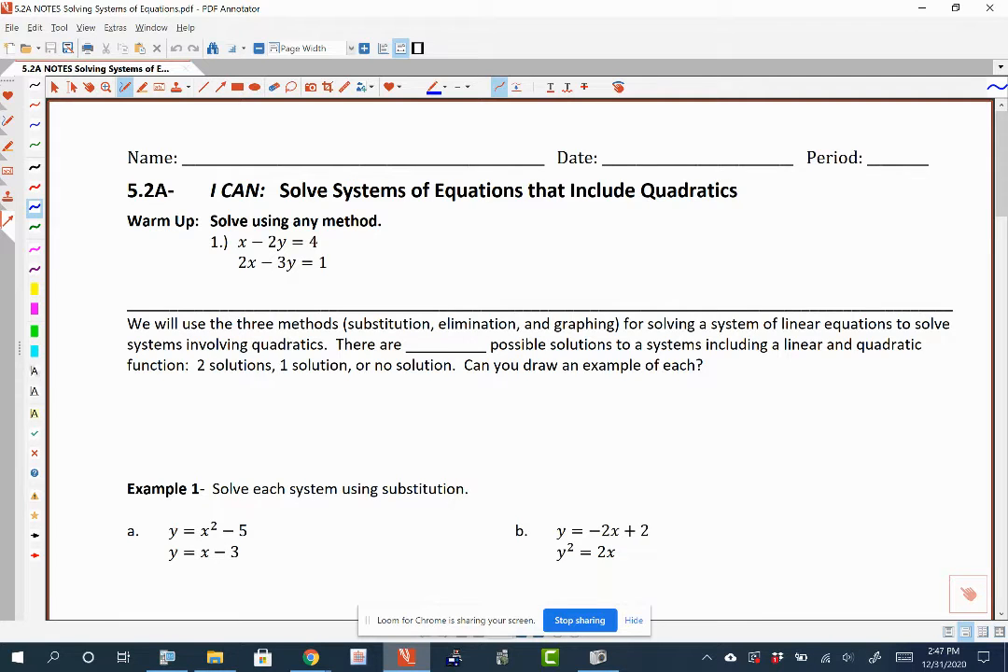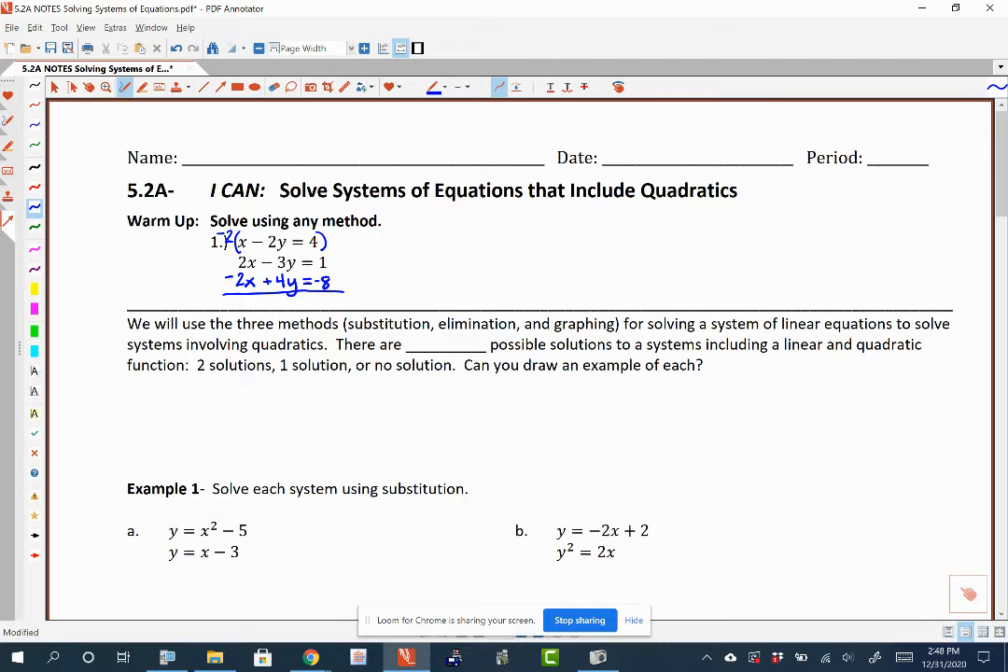It says to solve using any method. So we could use substitution or elimination, whatever one you feel is easiest. I'm looking at this and I'm kind of drawn to elimination because I see that those x's are really close together. And I'm going to think about multiplying that first equation by a -2, and that will eliminate for me those x's. So I'm going to write this right down here below it. So -2 times x, -2 times -2y, and then -2 times +4.